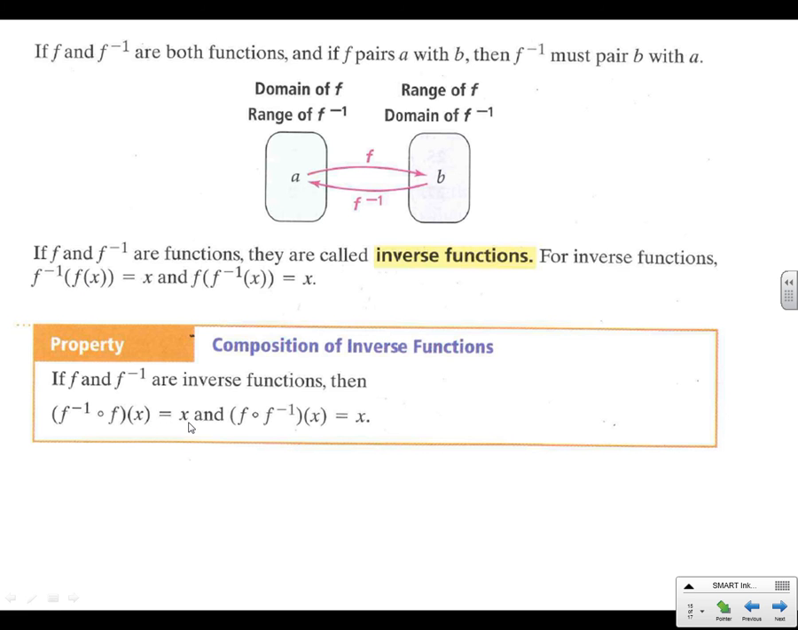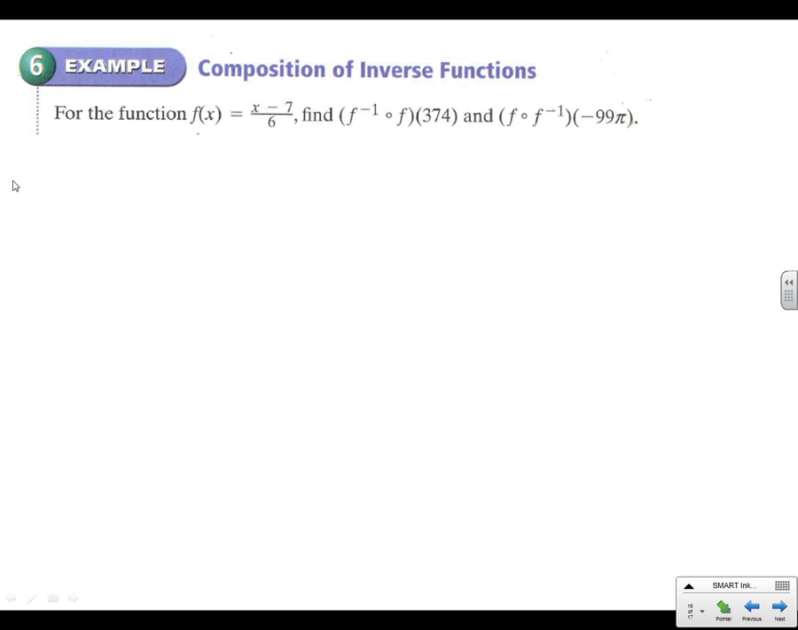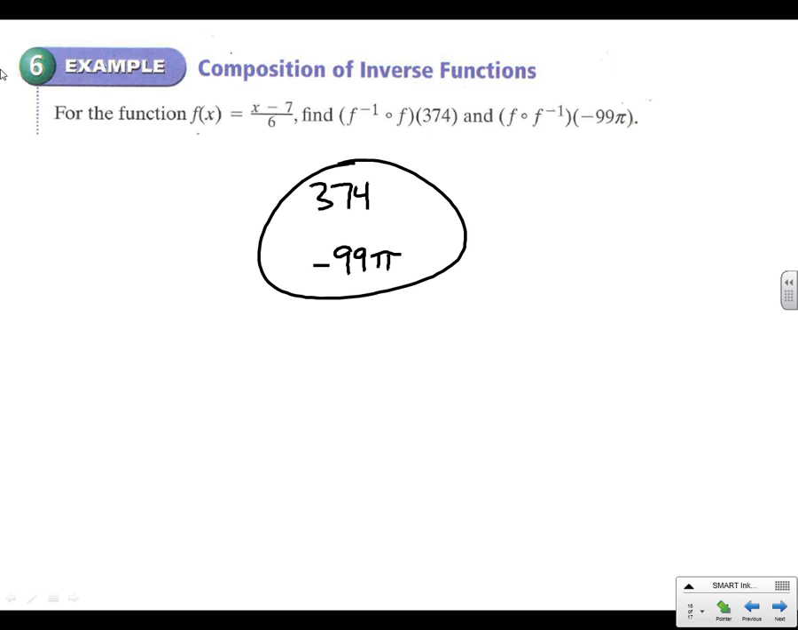You get x for both of them, which makes this last problem very easy as long as f is a function, right? And this is to the first power, so this is going to be a straight line, right? And then its inverse is also going to be a function. We'll also have a straight line. These two are going to cancel each other out, so the inverse of the function of 374 is just 374. They cancel each other out. The function of the inverse of negative 99 pi is just negative 99 pi. It's just that straightforward, right? And those are your two answers.